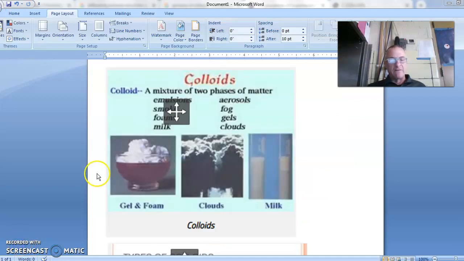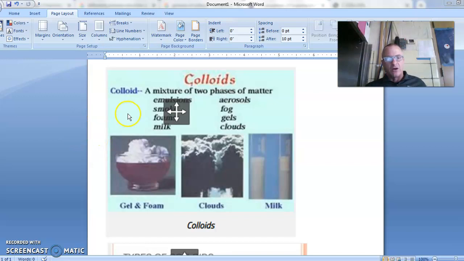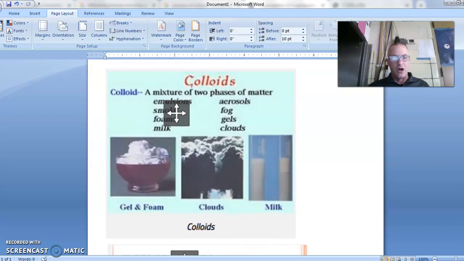An important aspect of colloids is recognizing that a colloid is essentially a mixture of two different phases of matter. So solids with liquids, liquids with solids, solids with gases, gases with solids, liquids with gases, gases with liquids would all be ways you could make a colloid. But for it to be a colloid, we're talking about very, very small particles. Let's take a look at some different ones. Gels, foams, clouds, milk. Those are all examples of colloids. Along the lines here, we see emulsions, which is a liquid in liquid, smoke, foam, milk, aerosols, fog, gels, clouds.